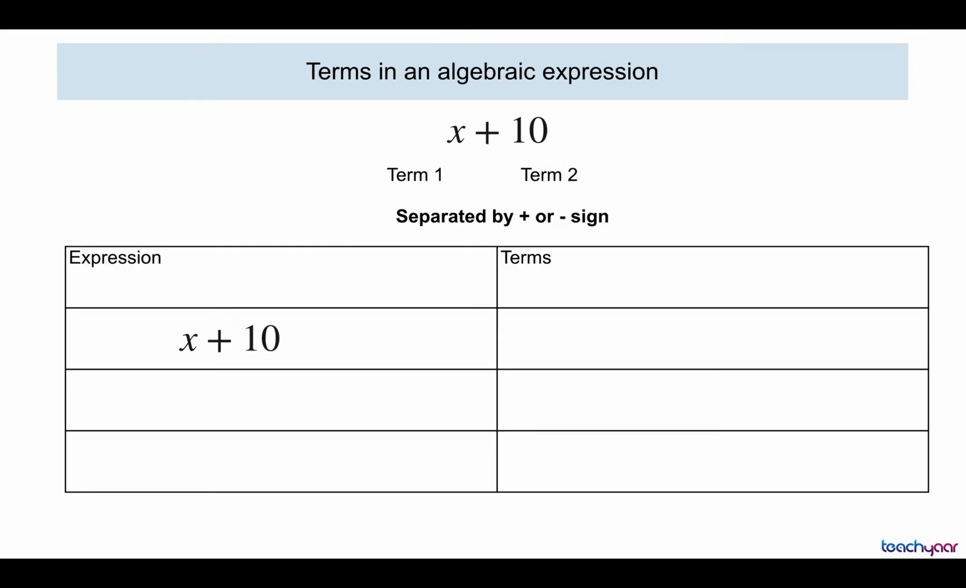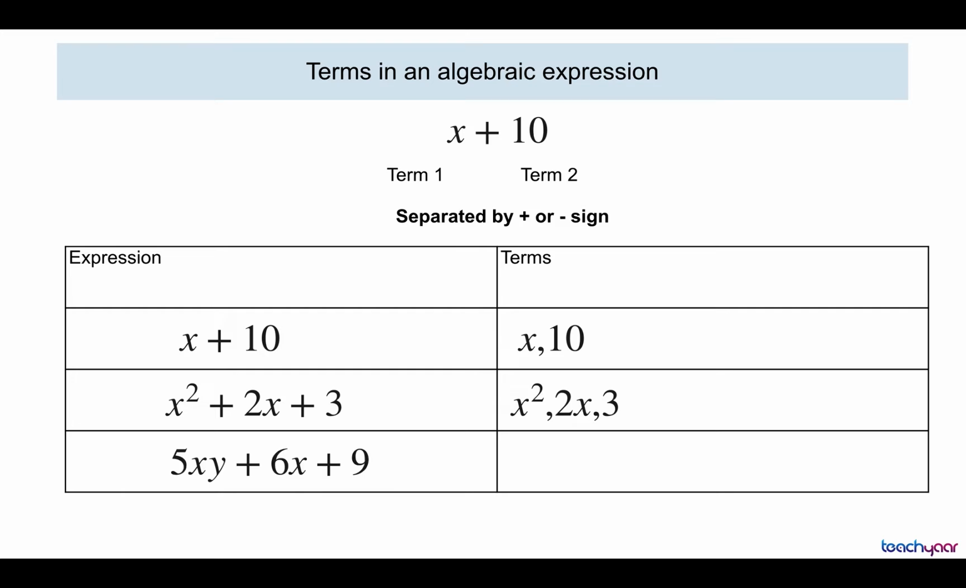So let's look at a few examples. x plus 10 we've already done. The terms are x and 10. What about this? x square plus 2x plus 3. So x square is x times x, but it's a multiplication, so x square is one term. Plus, you take the plus, so separated by that, now 2x. It's 2 times x, so that's another term, and then 3. So the terms are x square, 2x, and 3. There are 3 terms.